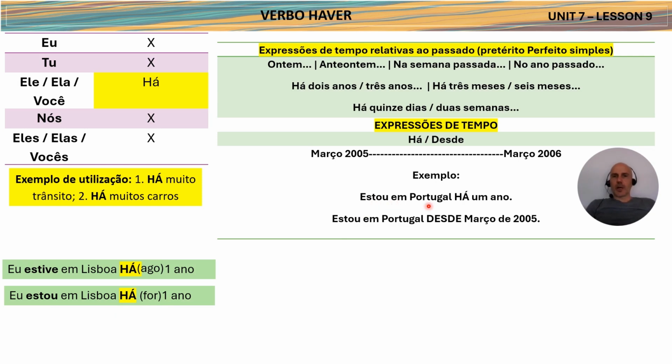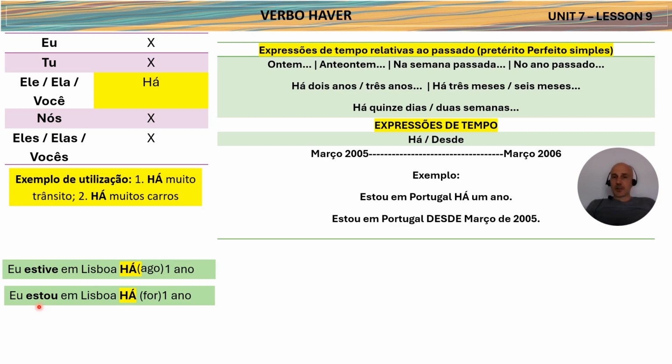Estou em Portugal há 1 ano. So this is I have been in Portugal for 1 year. So once again, the translation is for, just like here, because once again we're using estou, and estou is a verb in the present tense. All right? So this first sentence is not too bad because word by word this will work. I was in Portugal 1 year ago.